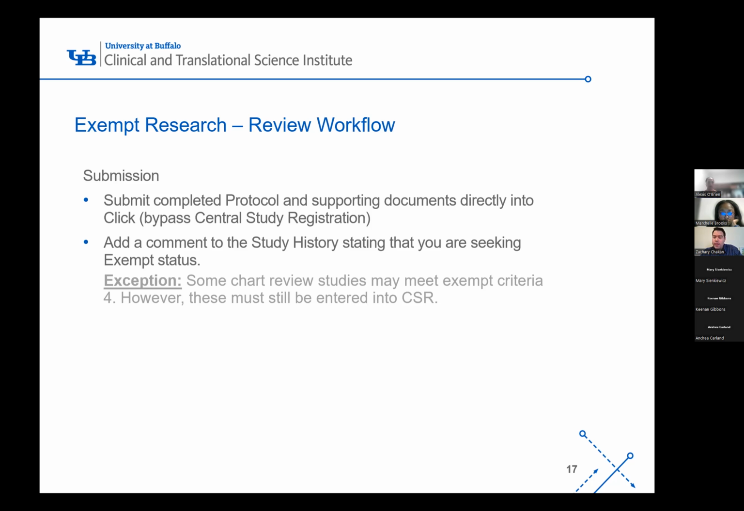And also in your study in CLIC, there's a section called Add Comment on the left side of the page under Next Steps. You can always submit a comment and say, we would like to request an exempt determination, or we believe that our study meets exempt status. Something along those lines to help tip us off to prepare for that in advance.